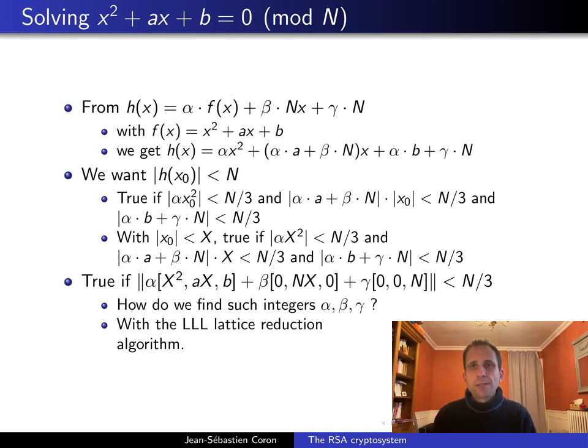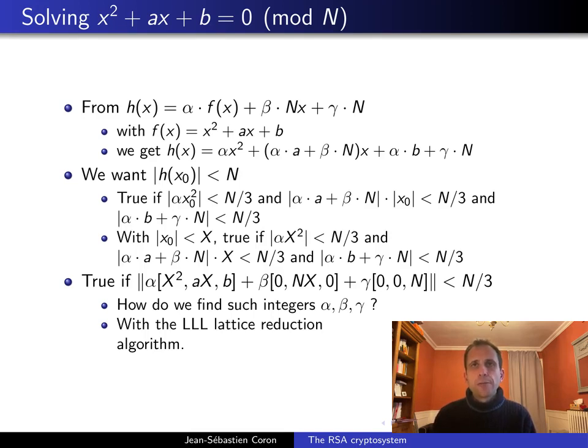So we want these three inequalities to hold. And actually, we can write this in vectorial form, because we see that for the first term, alpha times x squared, this corresponds to the first component of a vector with three components, where the vector is the linear combination of the three vectors that correspond to each coefficient of f, of nx, and of n.